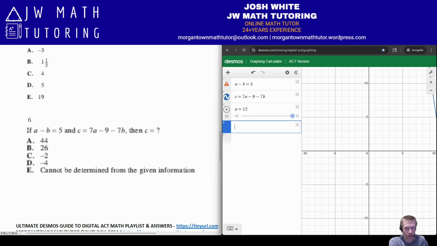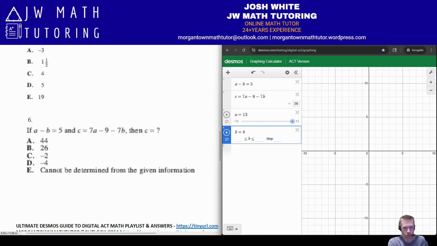So let's set a is 12 and b is 7. Okay, so that returns c is 26. So it appears that would be the correct answer, but in order to know that, I would have to pick at least 1 or 2 more other values just to confirm. So let's say now I move it to 13 and 8.